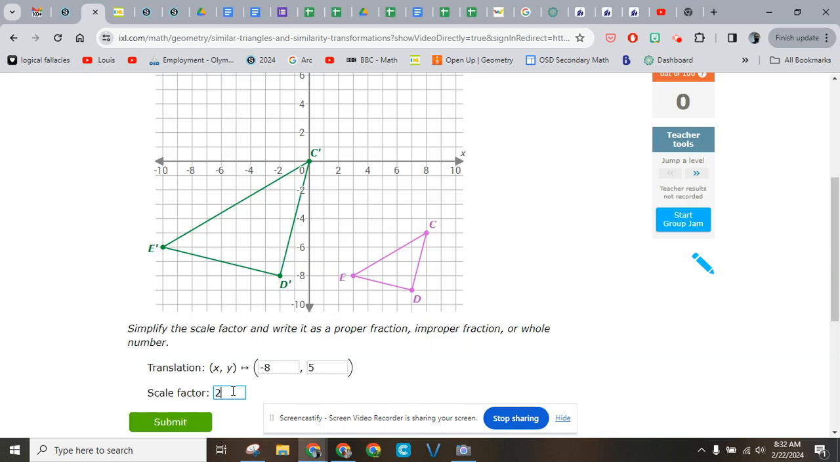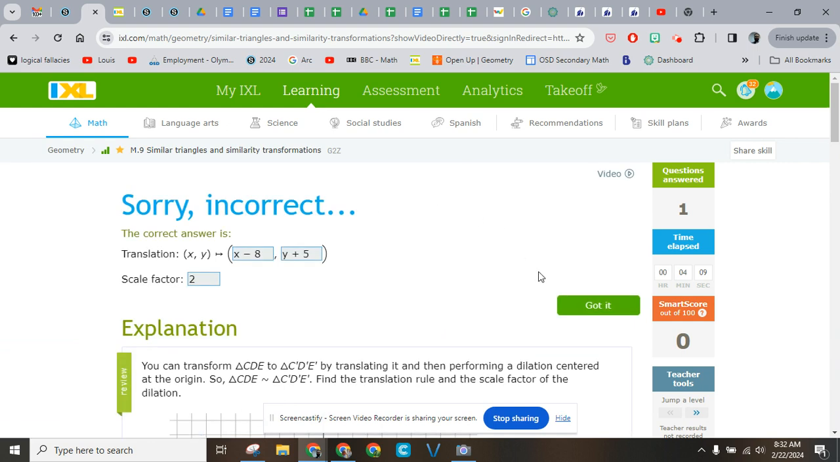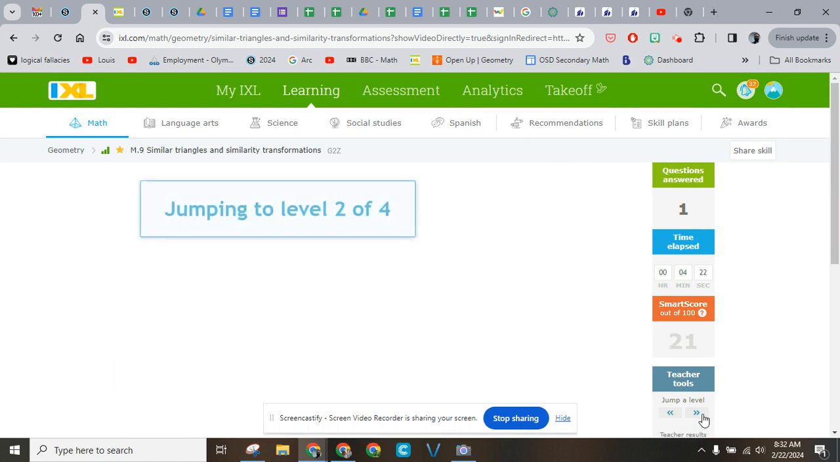Scale factor 2. Submit. No! Oh, you have to type it like that. I get it. Well, I was right. Minus 8 plus 5. I just didn't type it correctly. Lesson learned. Let's jump a level.